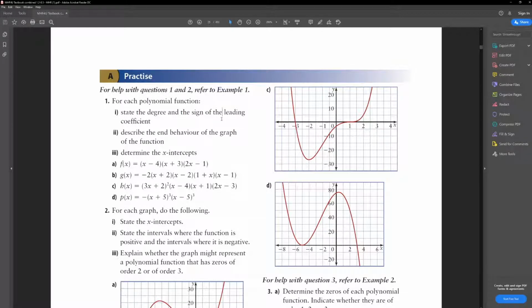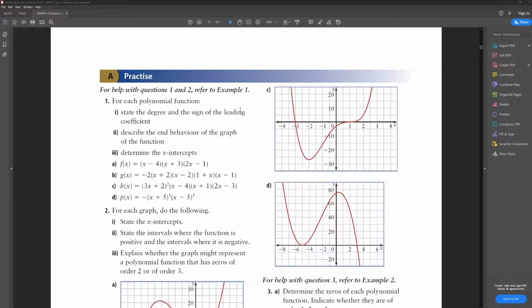So it is positive. Describe the end behavior of the function. Since we determined it is a third degree and it is positive, it has to go from quadrant 3 to quadrant 1. Okay, let's look at the x-intercepts of f of x. So clearly, to find the x-intercepts, we just need to make f of x equal 0. In order to do that, we need to make each of the factors equal 0. Therefore, the x-intercepts have to be 4, negative 3, and 1/2.